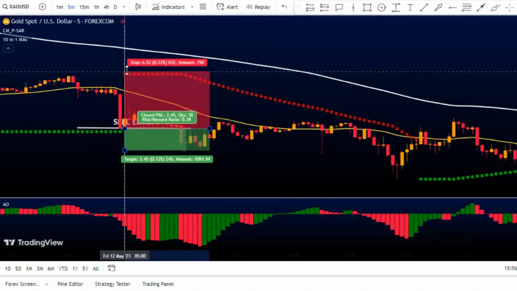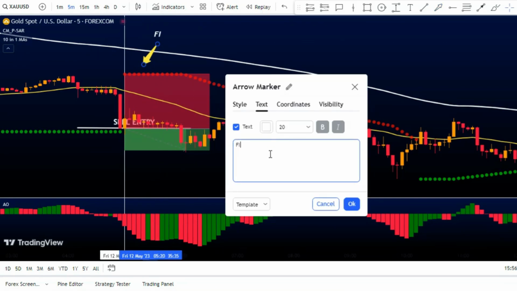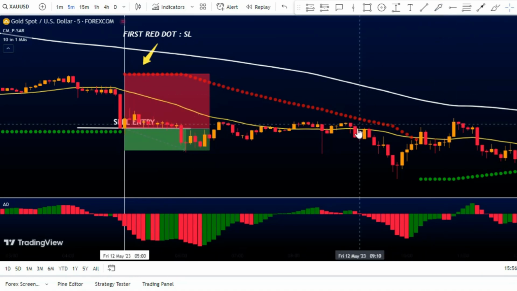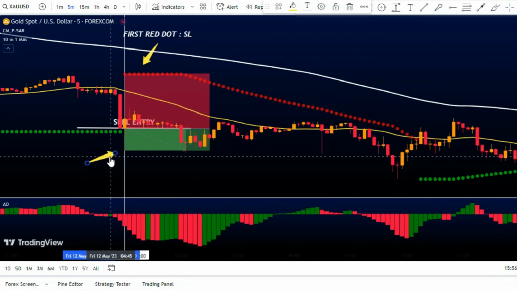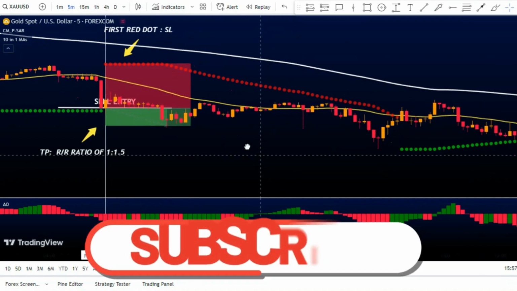And for the risk management, we gotta place the stop loss on the first red dot, because that is one of the best places to place it in this scalping strategy. And to exit the trade, following a risk-reward ratio of 1 to 1.5 is the best method to take profits.